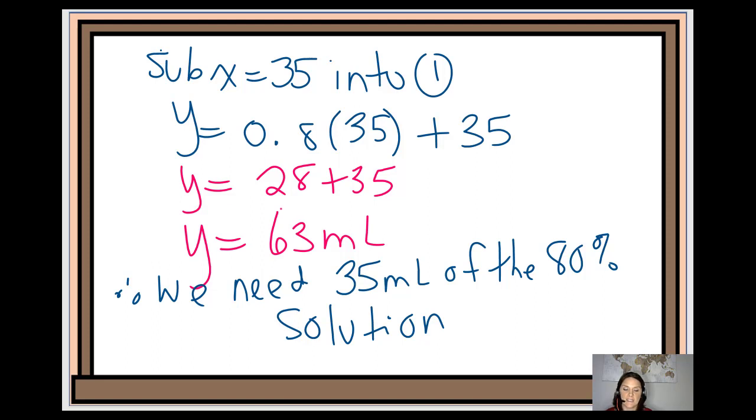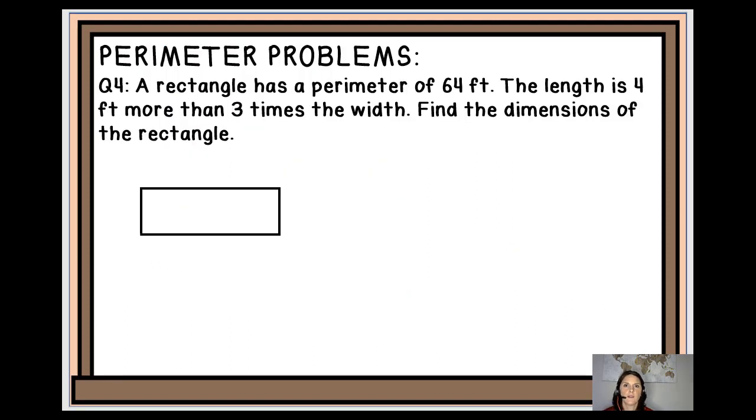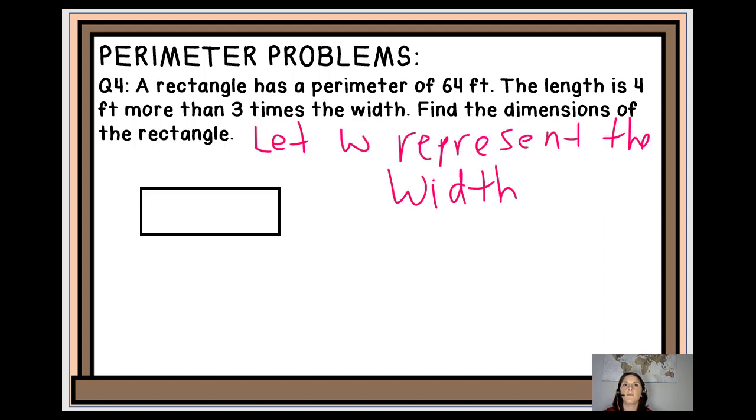Okay, let's take a look at our last example. A rectangle has a perimeter of 64 feet. The length is 4 feet more than 3 times the width. Find the dimensions of the rectangle. Same idea as before, we need to first define our variables. I'm going to let W represent the width. Because I know the length is 3 times the width plus 4 more feet, I'm going to say that L is equal to 3W plus 4.